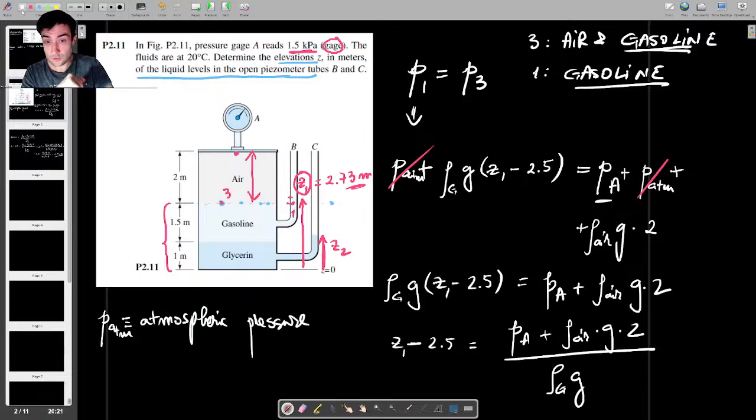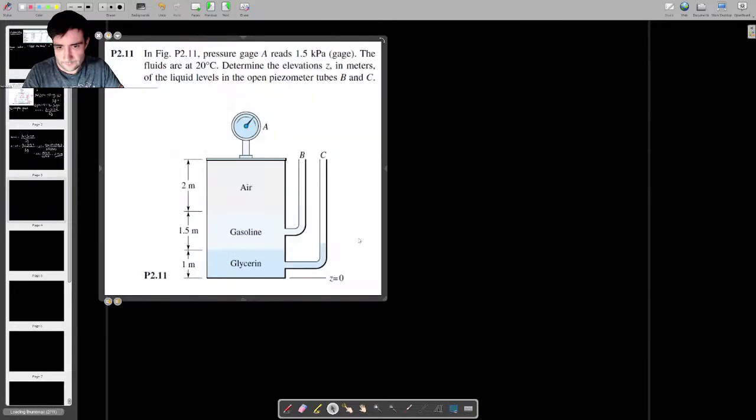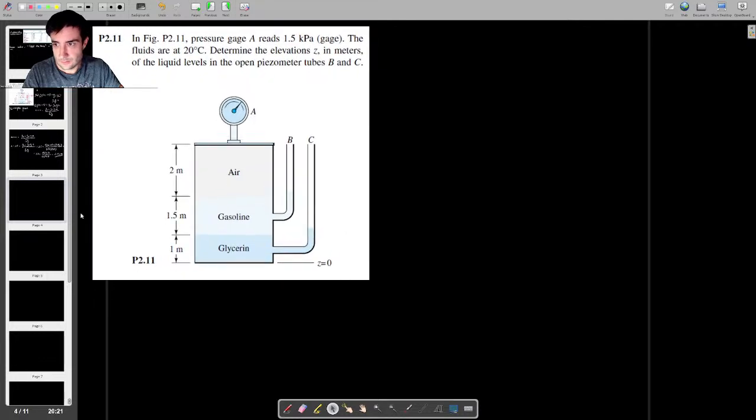Now, what I'll do is repeat the process, but for the tube C, for the glycerin, or glycerine. I never understood how this is supposed to be pronounced. Okay, so just copying the diagram again.